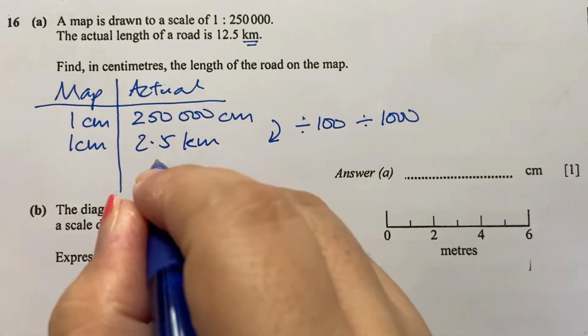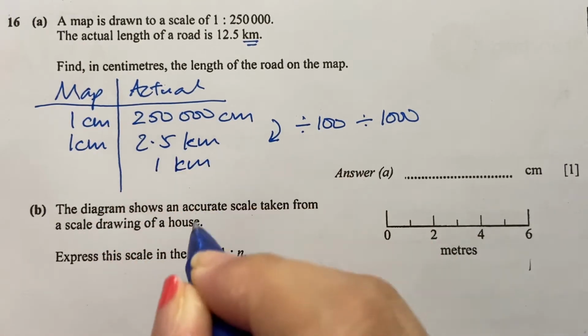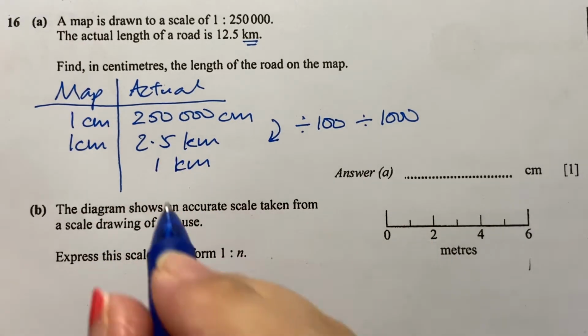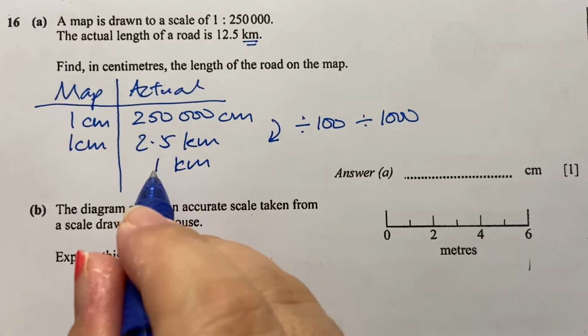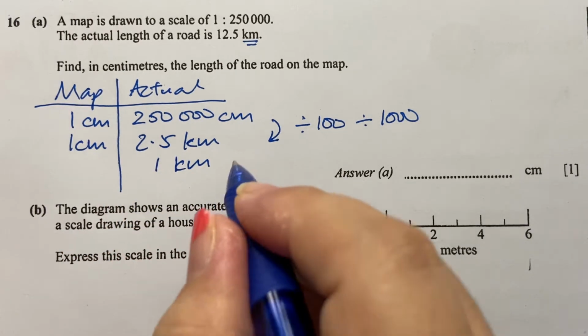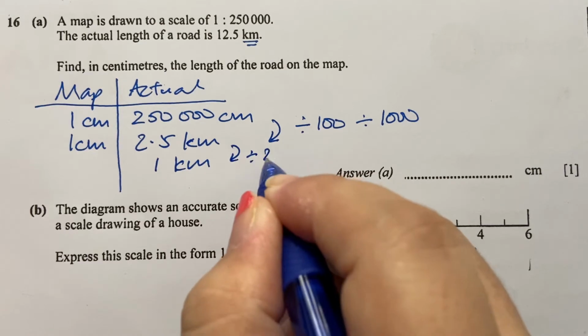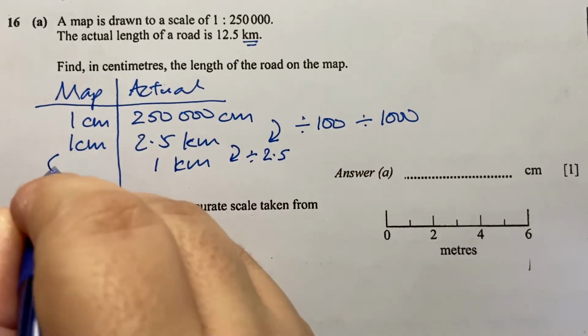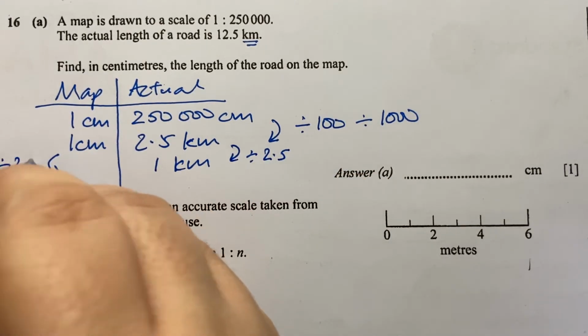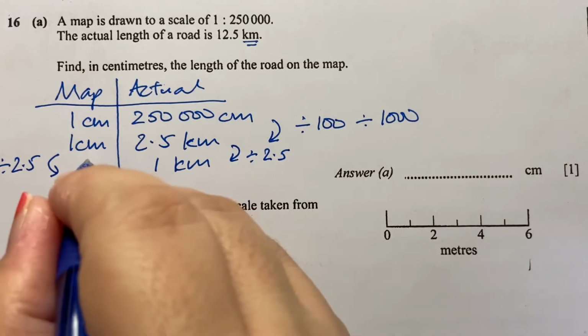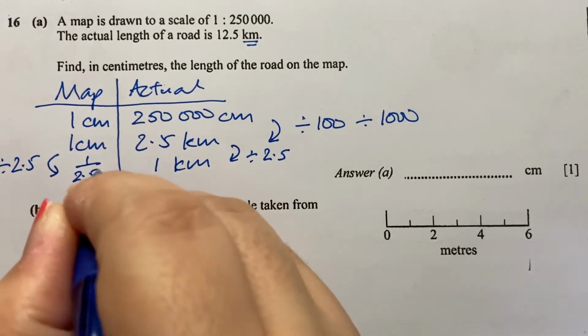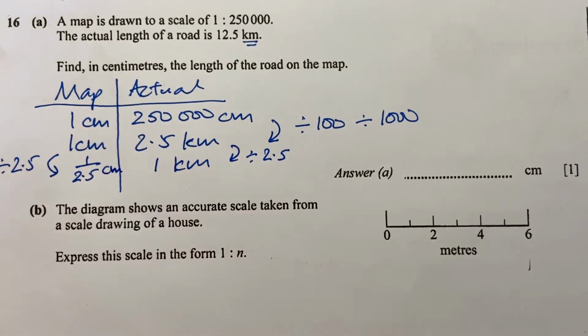Now sometimes you might not be able to find out what is that. We find out what's 1 km first. So from 2.5 to become 1 km, you have divided by 2.5. And therefore, you will also adjust this by dividing at 2.5. So this will be 1/2.5 cm.